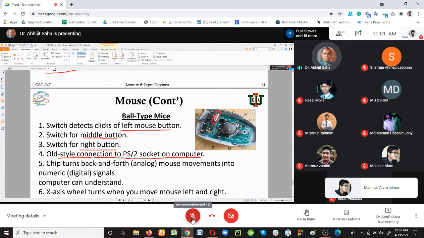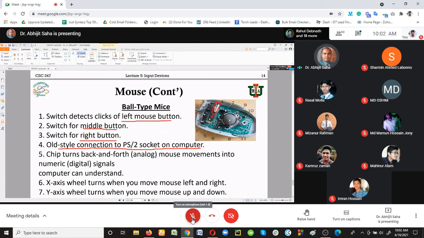And number five is the most important component inside the mouse. What is that? That is a converter. The converter's job is to make the signals from analog to digital. Okay, so that is the main thing. These are the main components you can think about in the mouse.